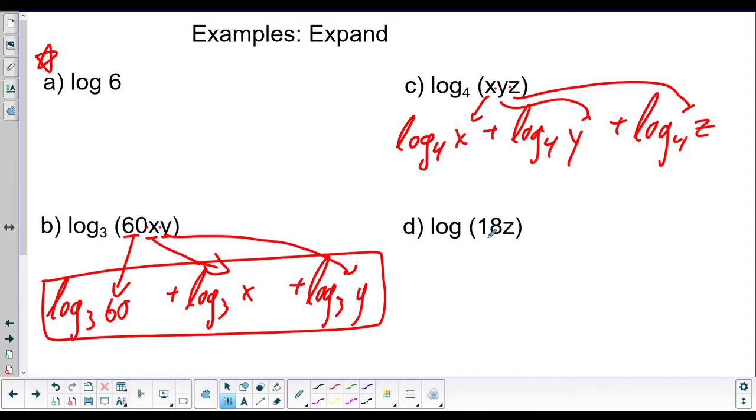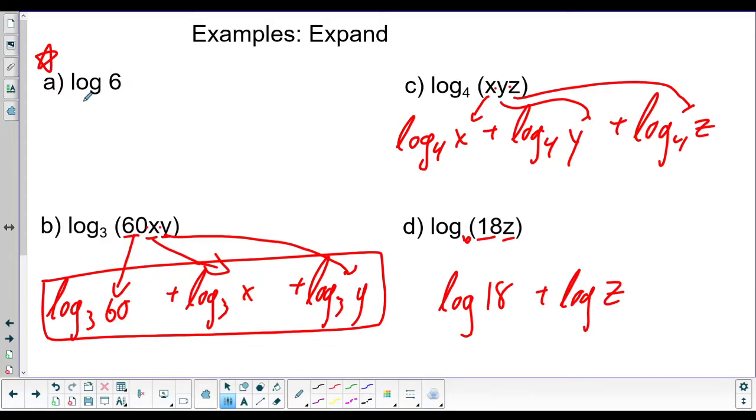Then for D, we only have 2 pieces to this term. It's a monomial. So we're going to make 2 logs. This log doesn't have a base that we can see. So this is the invisible log of 10. But we don't need to write the 10, just like we don't have to put a 1 in front of the x and the y and the z, we can just leave it blank. So we can do log of 18 plus log of z, and everyone who reads this should know that the invisible log is a base 10.